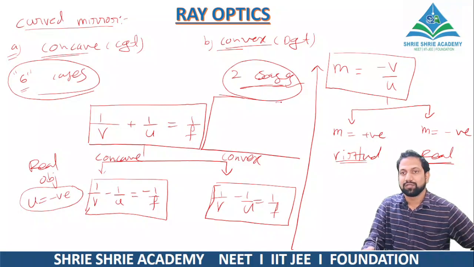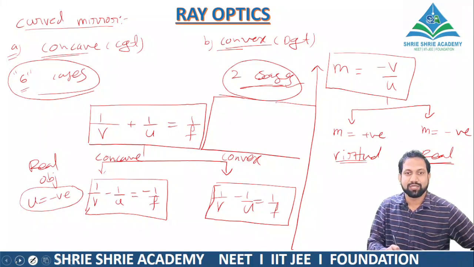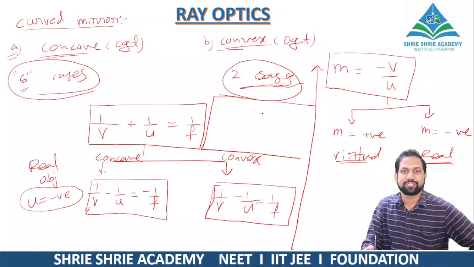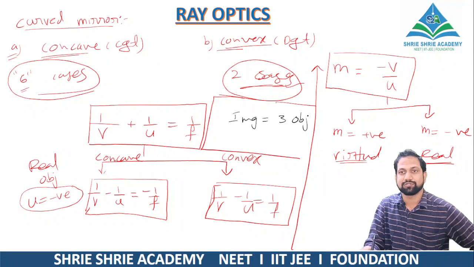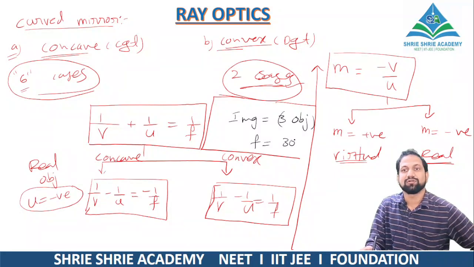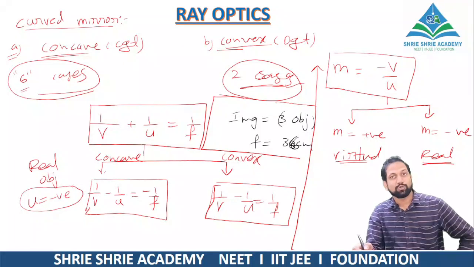Suppose they give you a comparison of object and image size. They will mention the image is 3 times the object. And also they will mention the focal length, say 30 centimeters or 36 centimeters, and they will ask you to find the possible object locations.